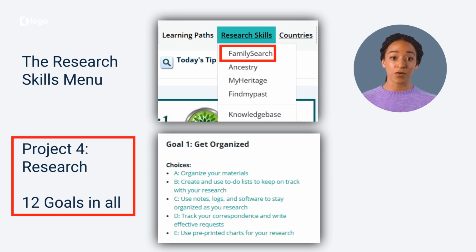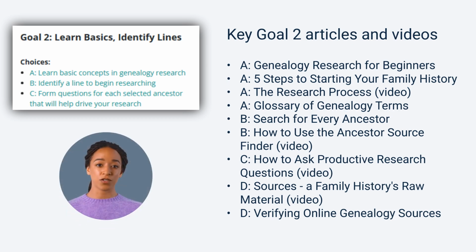Goal 1, Get Organized, shows you how to organize your materials, track your progress, and use research logs. Goal 2 is all about the basics of research. The list of choices for the goal is shown on the left. Check out the list at the right to see some of the key articles and videos you'll find in the goal. These items are from industry-leading genealogists and companies, so you can be sure you're getting solid advice for building your research foundation.